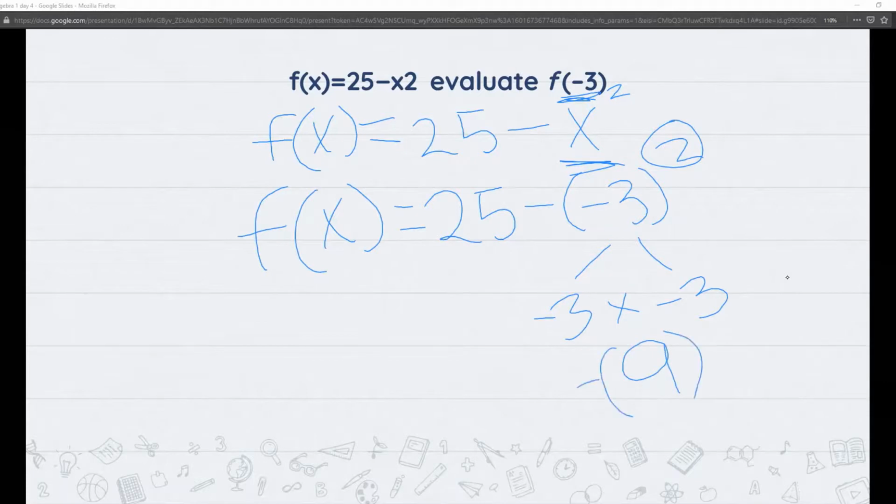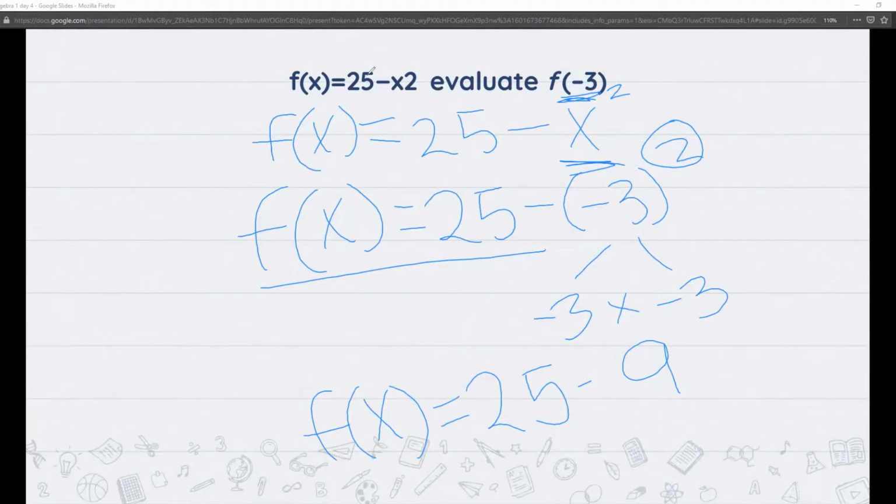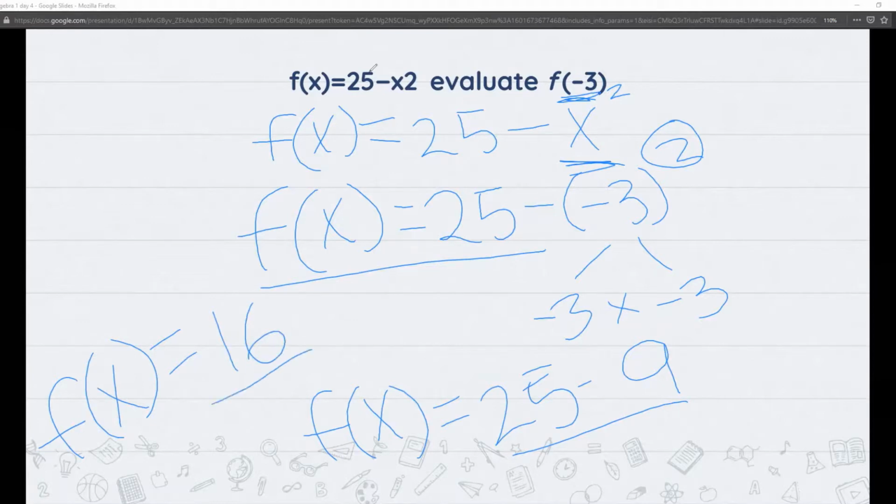And you would write all these down as well. You don't really need these parentheses, but you can write them if you want. And then you would subtract 9 from 25, which would give you f(x) equal to 16. This would be your answer.